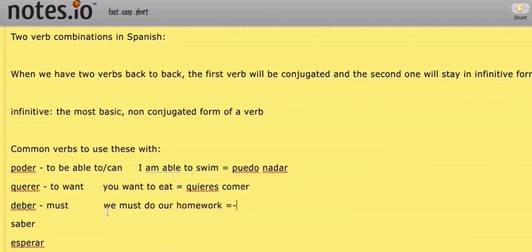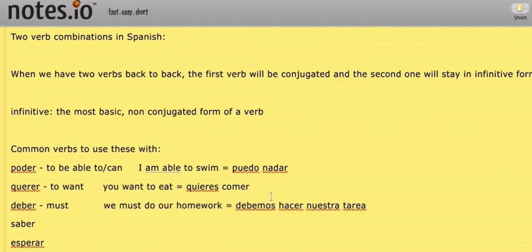A little bit longer of a sentence here. But if I were to say we must, we have to say we first. So we got deber, debemos, we must, and then do. You can see it's not we must, we do. It's just do, right? Just the action. So to do in Spanish, hacer. Debemos hacer nuestra tarea.